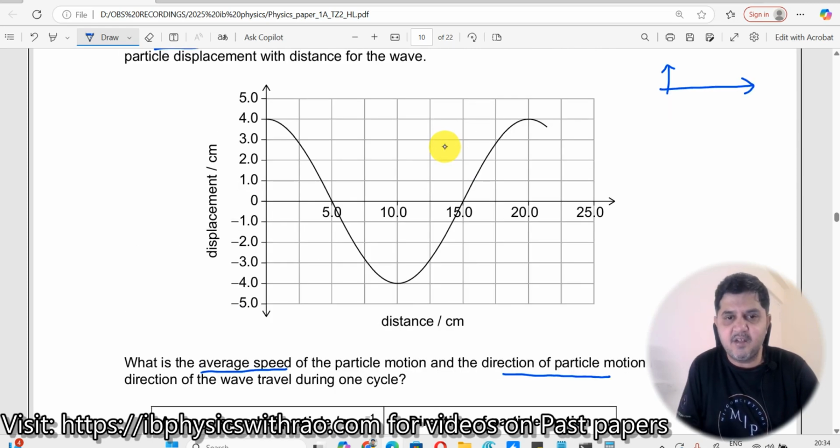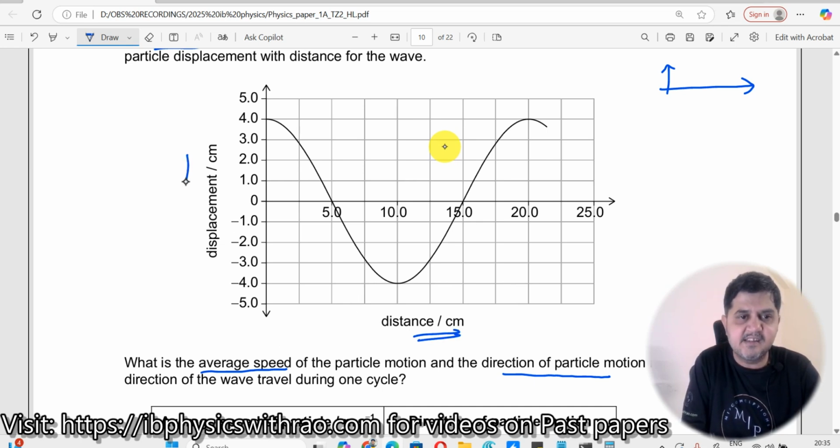Now what is given here? Look at the x-axis over here. The x-axis is in centimeters, y-axis is also in centimeters. Do not immediately consider this as time period. That's one thing which you have to be very careful about.